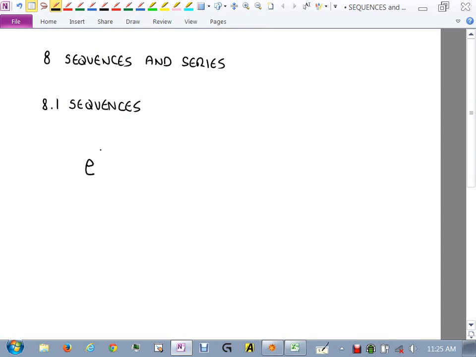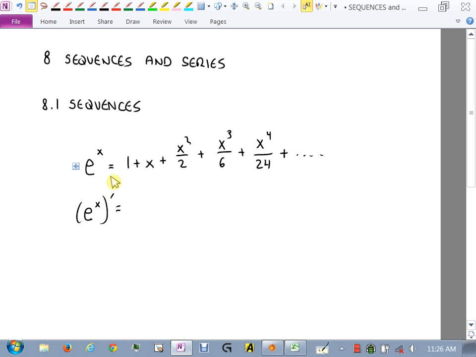If I'm telling you that e to the x is 1 plus x plus x squared over 2 plus x cubed over 6 plus x to the fourth over 24 plus, and it kept going, right? So the dot, dot, dot means it keeps going. Then if that's true, what's the derivative of e to the x? Its derivative should be itself, right? Check this out. Take the derivative of this. What's the derivative of 1? 0. What's the derivative of x?